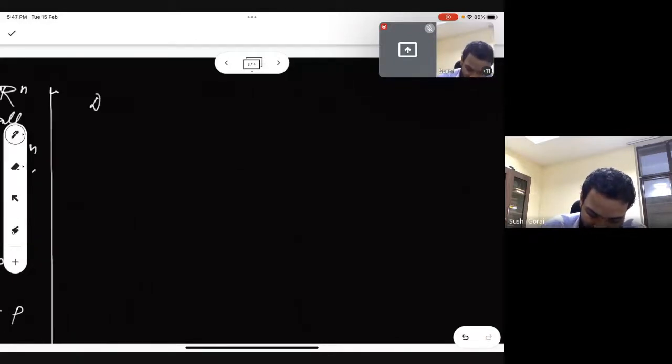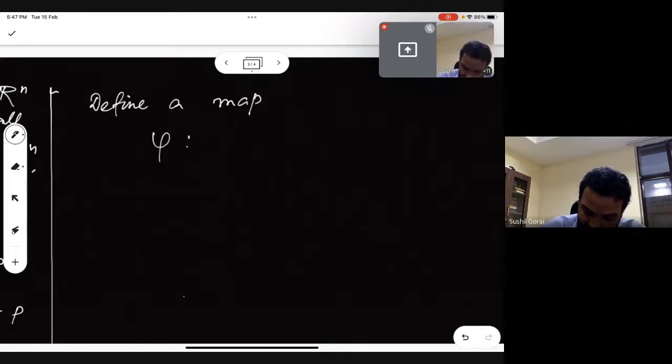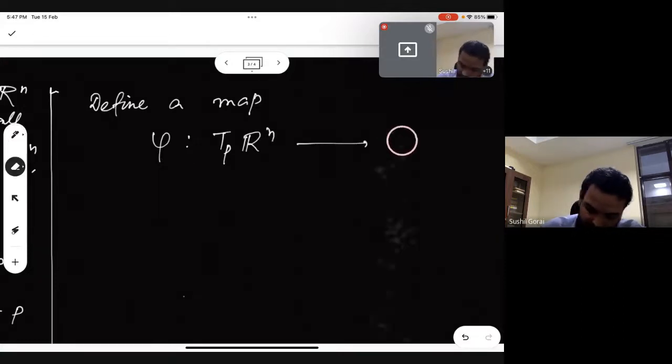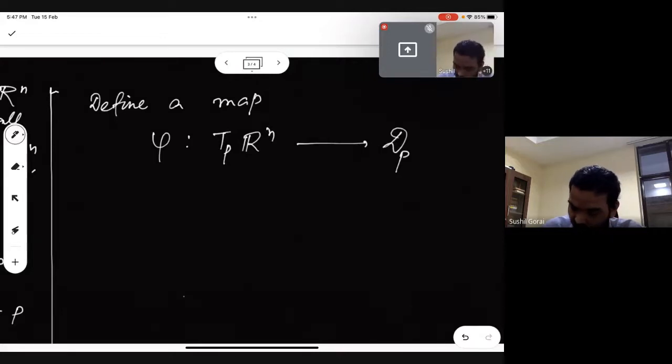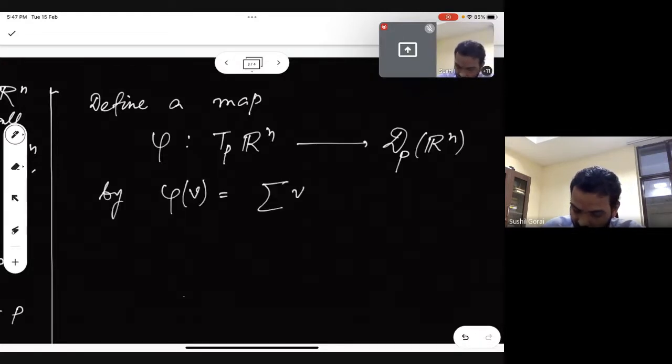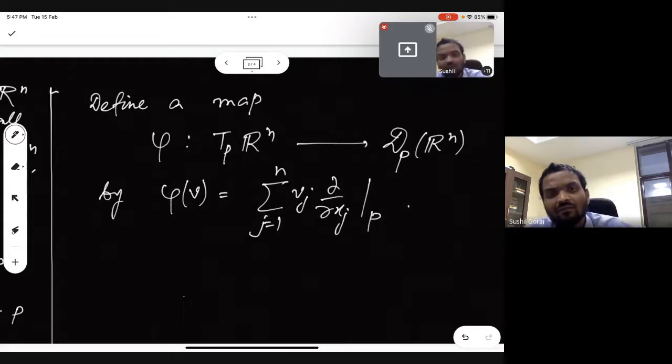So define a map phi from Tp(Rn) to script D p(Rn) by phi of v is equal to the summation of vj del by del xj. All right. Yeah, makes sense.